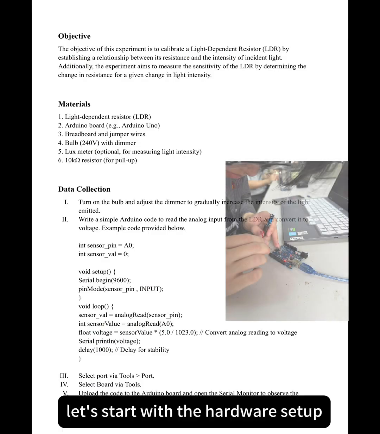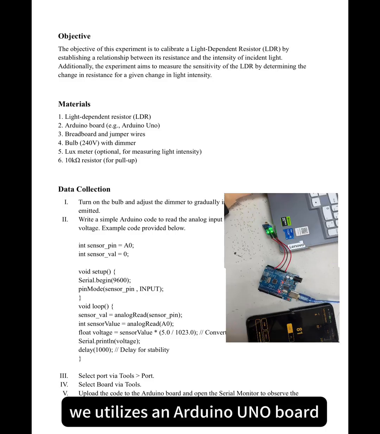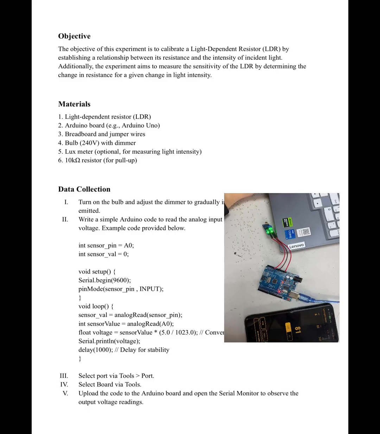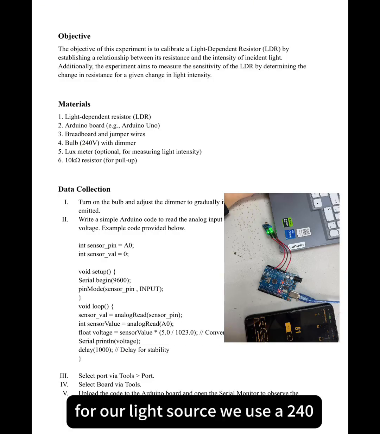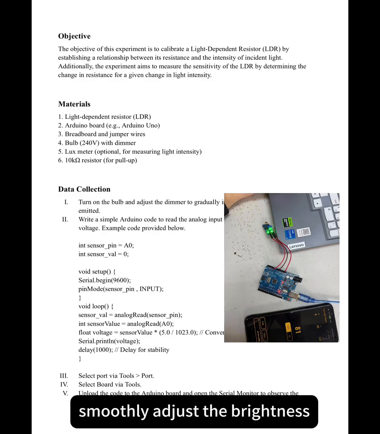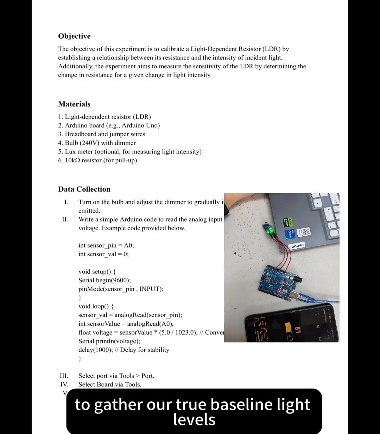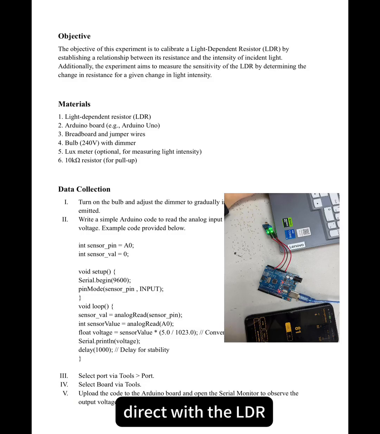Let's start with the hardware setup. To conduct this experiment, we utilize an Arduino Uno board as our microcontroller, and a breadboard, jumper wires, and a 10 kilo ohm resistor network. For our light source, we use a 240 watt bulb paired with a dimmer switch so we could smoothly adjust the brightness. To gather our true baseline light levels, we use a mobile lux meter app aligned directly with the LDR.